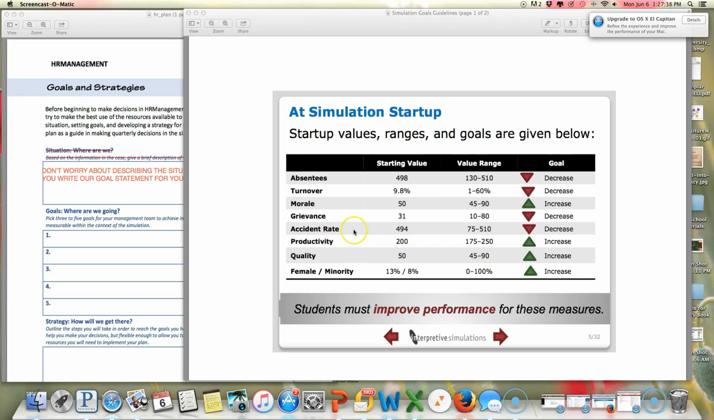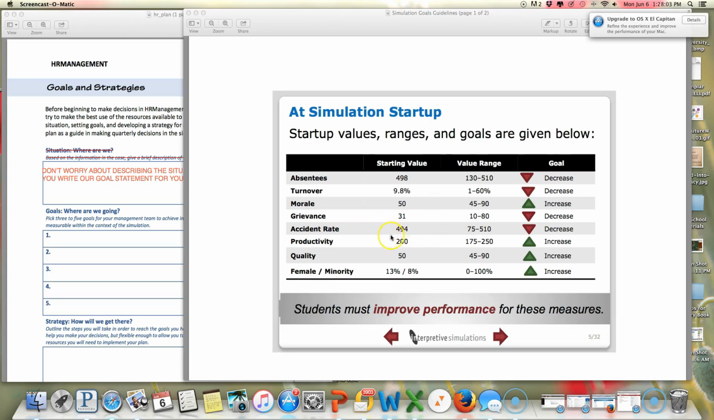Another goal might be to set your accident rate, to have a safe workplace. And so setting a safe workplace would be to see this accident rate go down. And notice, it would logically follow that if accident rate goes down, we should see absenteeism decrease as well. Because when people have accidents, they're more likely to be absent from work. So we will see a correlation between absenteeism and accident rate.